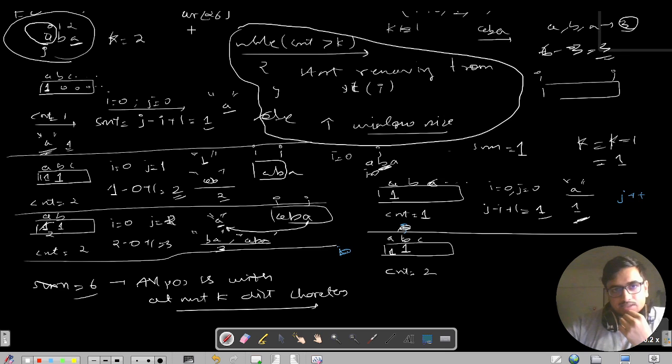So definitely I'll hit the case where my current count of distinct characters is greater than k. Definitely I need to remove characters from the starting pointer of our window. Only then can I make sure to get the count of total possible substrings with at most k distinct characters, right? We just discussed the logic.